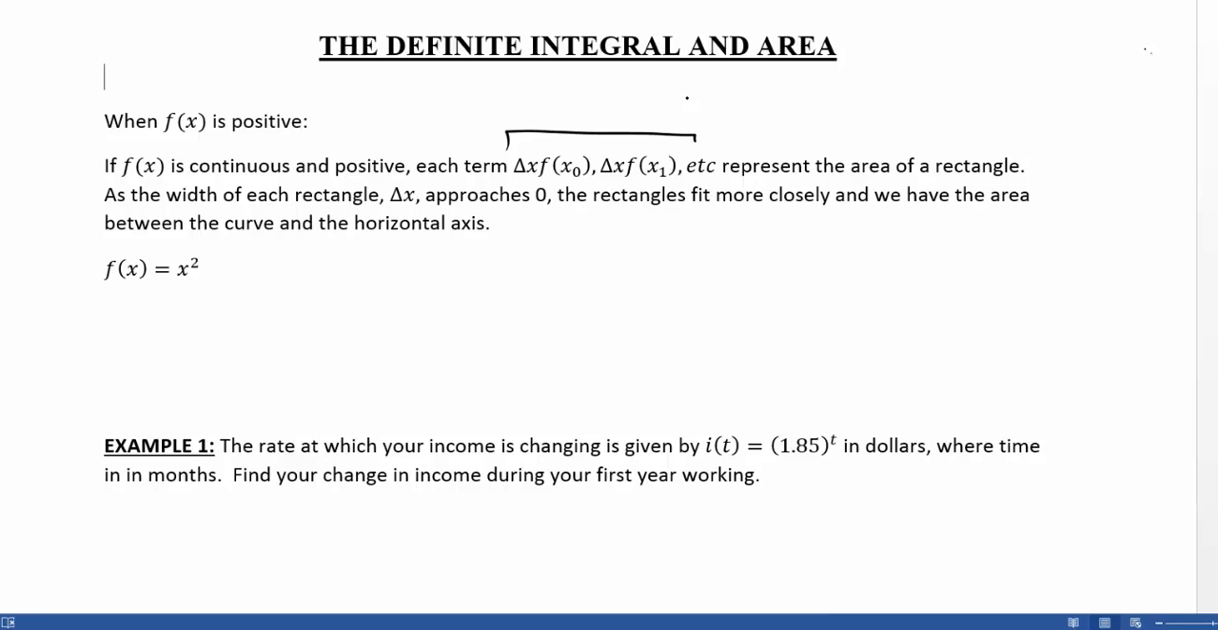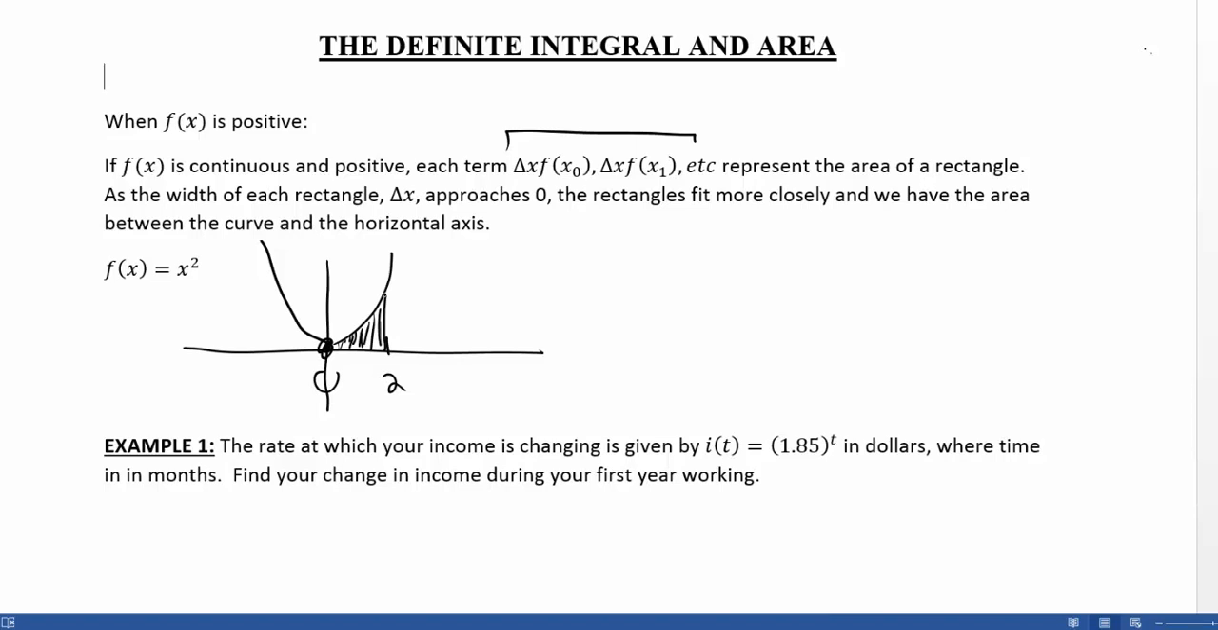So for example, f of x equals x squared. This function is continuous and positive and looks like this. If we wanted to find the area between, say, 0 and 2, we'd be looking at the area between the function and the x-axis. Each of these little rectangles would have a positive area. All the applications we've done so far have had positive outcomes, which has resulted in an increase in the original function.